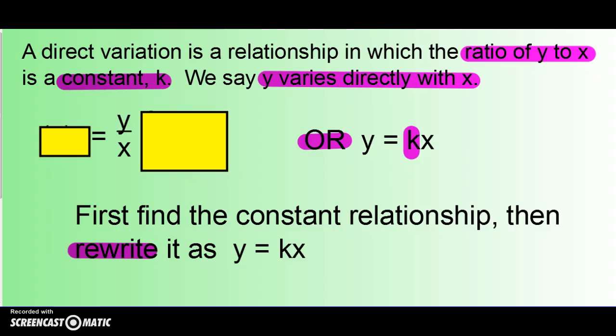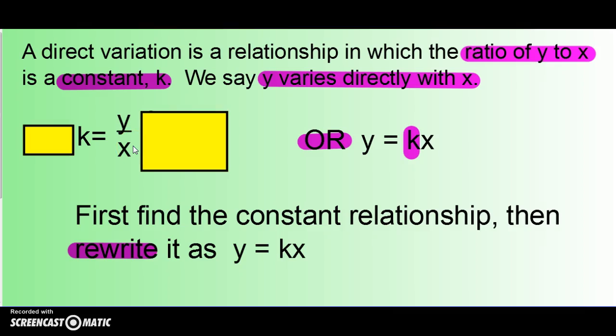All right, a direct variation, this is a good vocabulary word, make sure you write this part down, is a relationship in which the ratio of y to x is a constant k. This part you must put in your notes. We say that y varies directly with x. So watch how this works. Let me move this slightly. So this is the equation to find the direct variation. We compare our y compared to x.